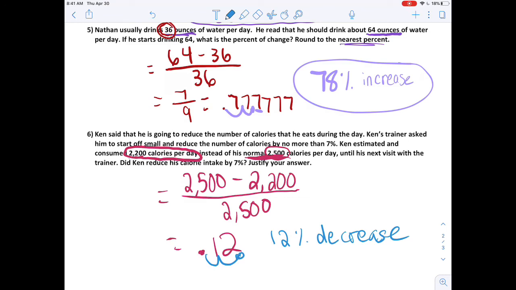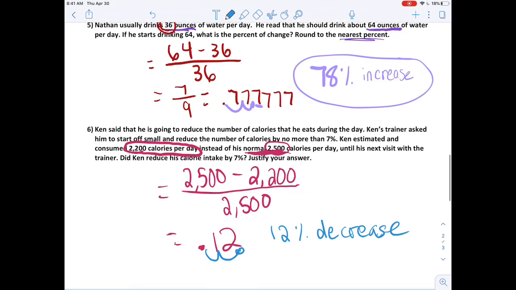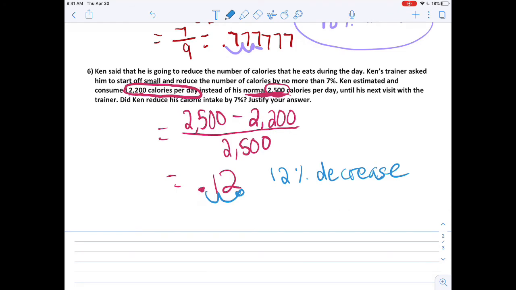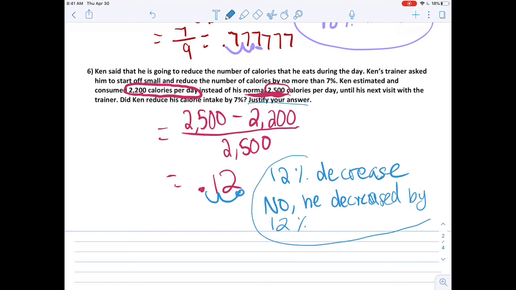So, did Ken reduce his calorie intake by 7%? No. He decreased by 12%. And the justification is your math right here.